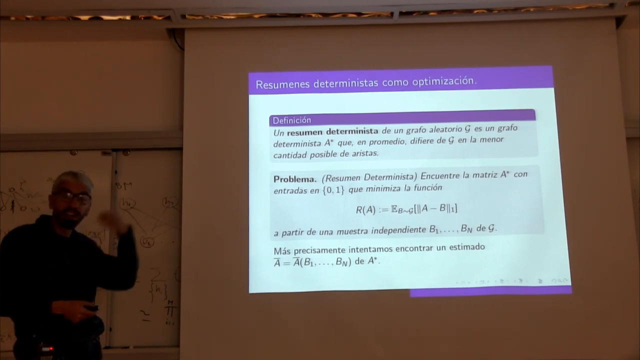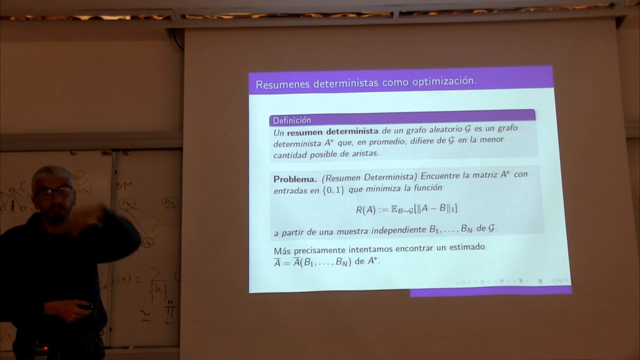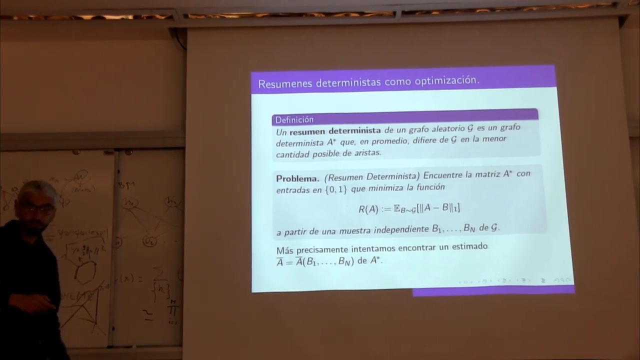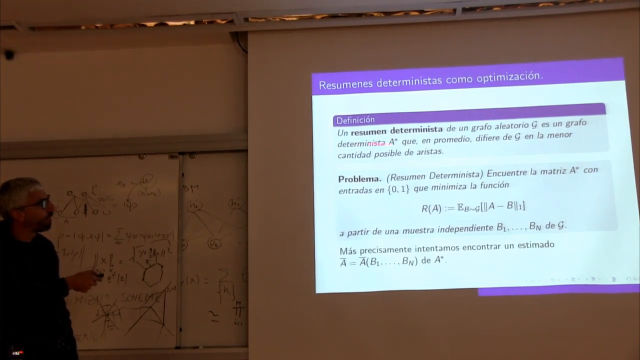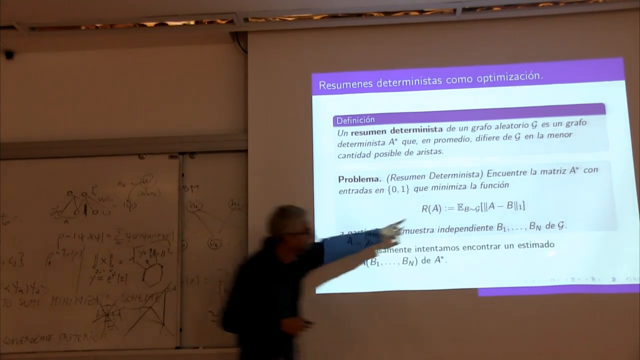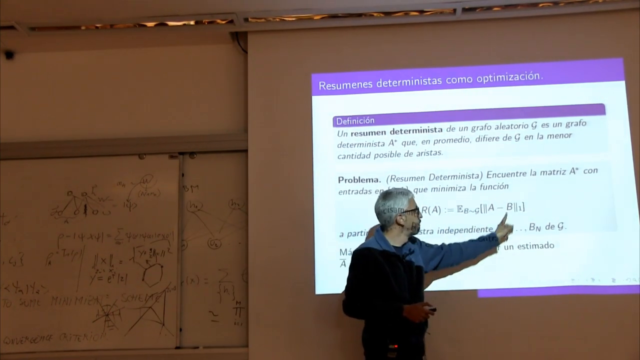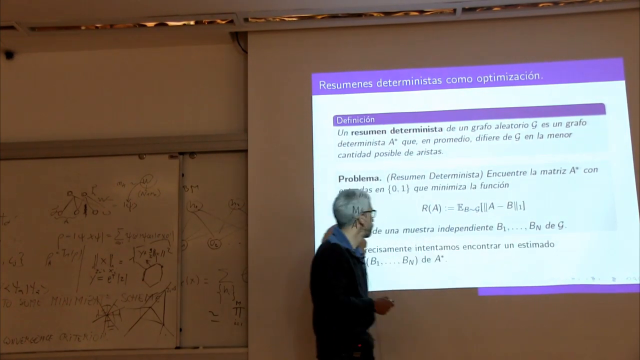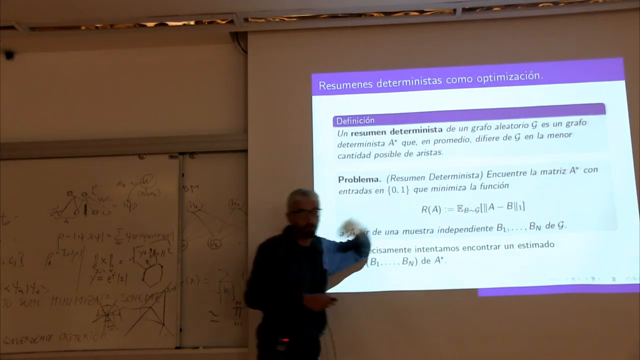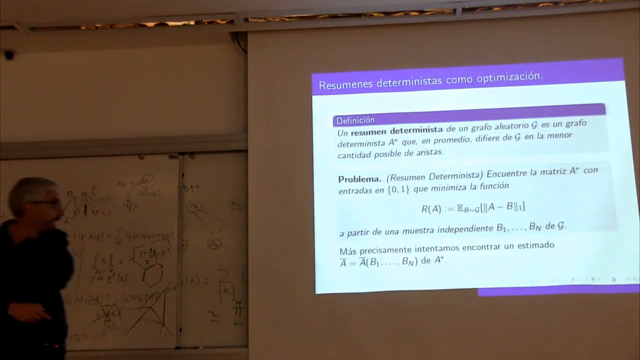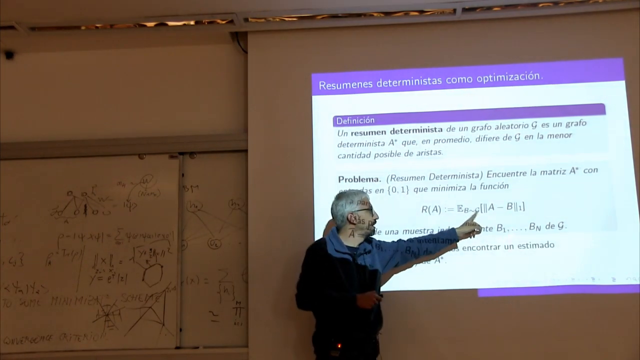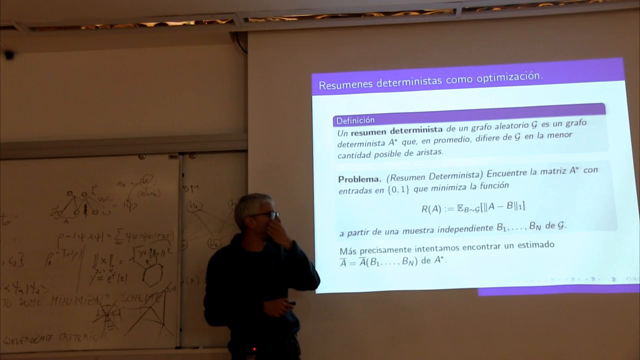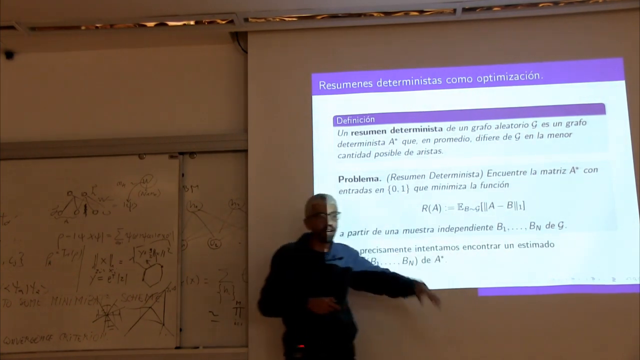How many edges are there in A that are not in B, plus how many edges are there in B that are not in A. So this is just formalizing in an obvious way what it means to take a deterministic summary. It's just finding an A which differs on average from G in the smallest quantity, because I'm trying to minimize this function. However, of course, if I knew the distribution of G, this would be just a classical optimization problem. I compute my expected value and then minimize in some way.